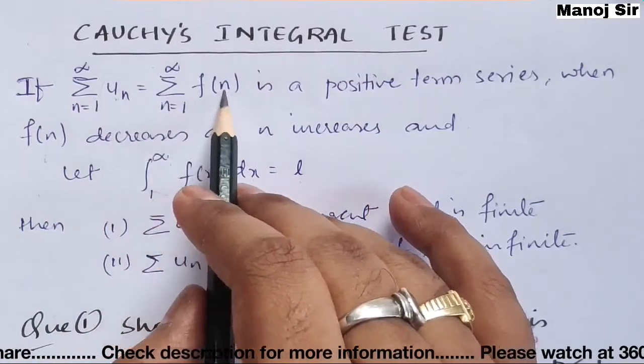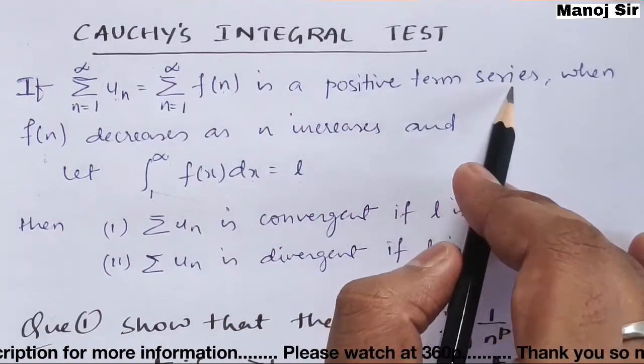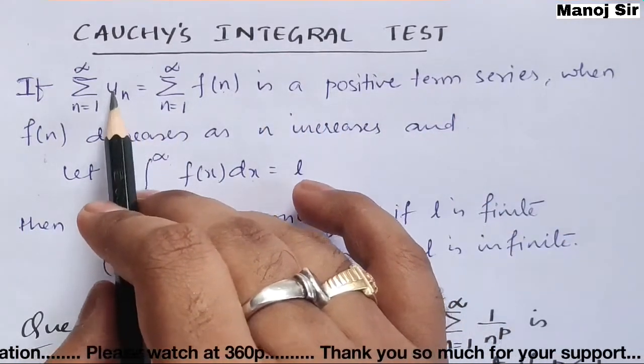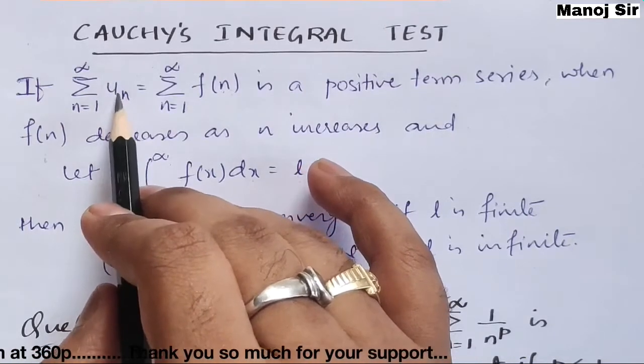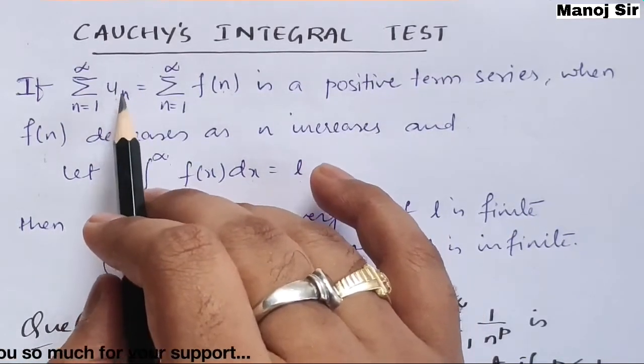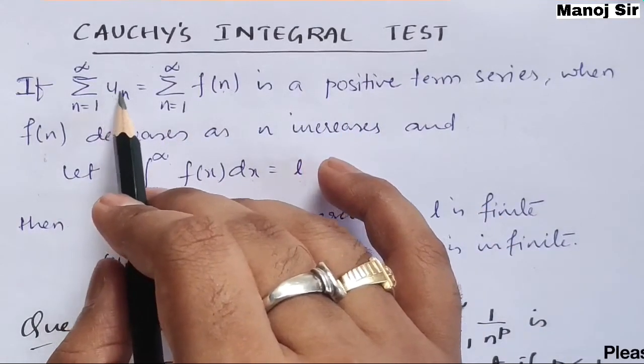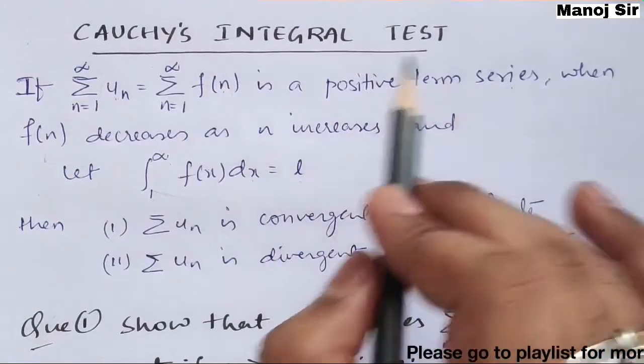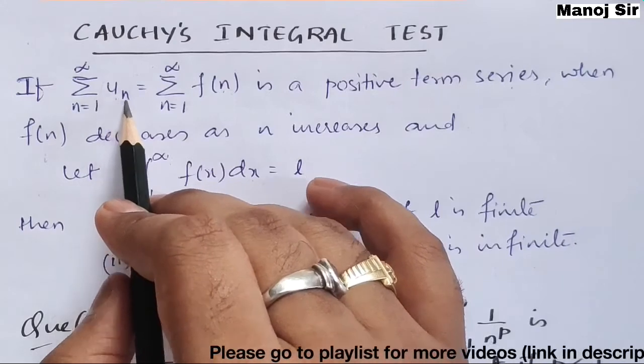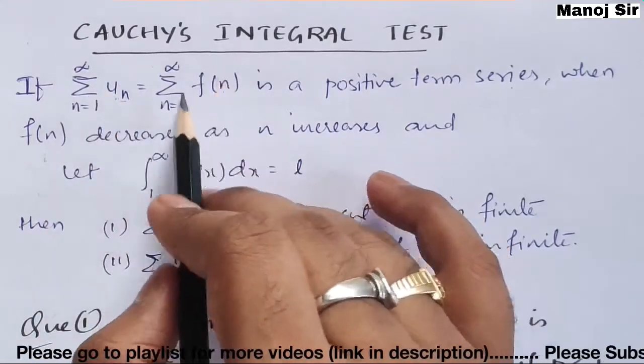So let us start. If summation n equals 1 to infinity un is equal to summation n equals 1 to infinity f of n is a positive term series. Here un is the nth term of the series. Summation un is a positive term series, and the nth term of this series is equal to f of n.